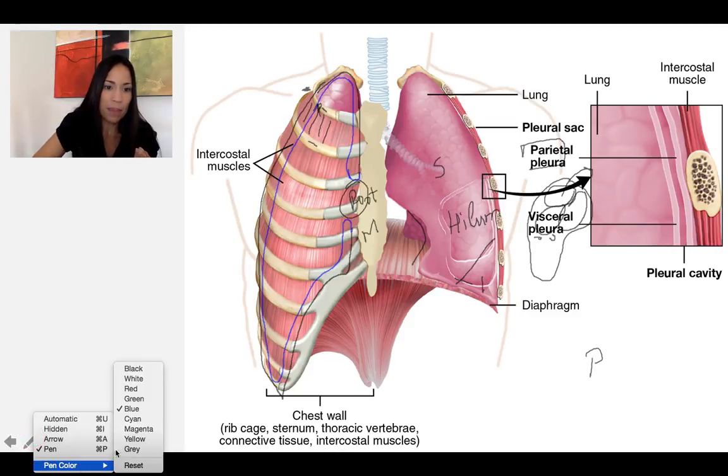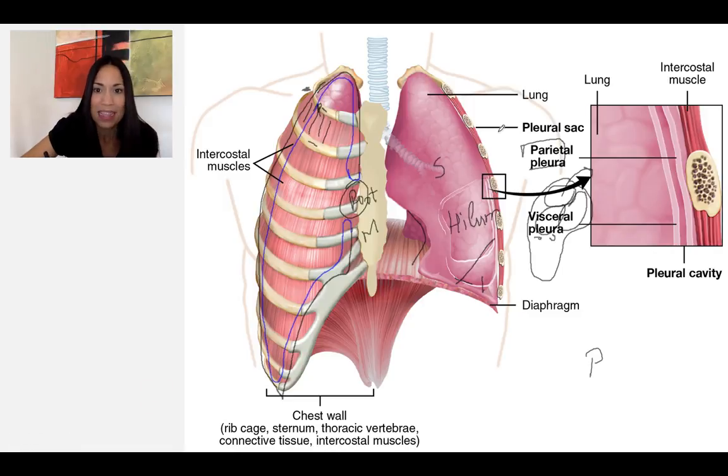Now, this space between, let's put it in green, this space between the black and blue line, which is between the parietal and the visceral pleura, is called the pleural cavity. And it holds less than 5 milliliters of serous fluid produced by the cells forming this membrane. And this fluid avoids the friction of these two layers, the parietal and visceral pleura, as we move or inflate and deflate the lungs, okay?